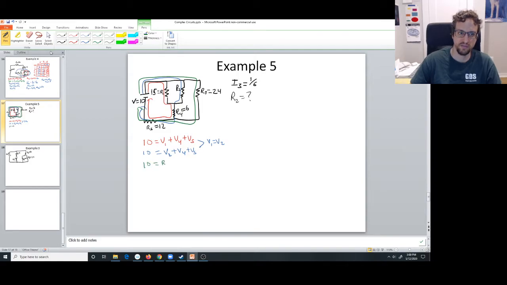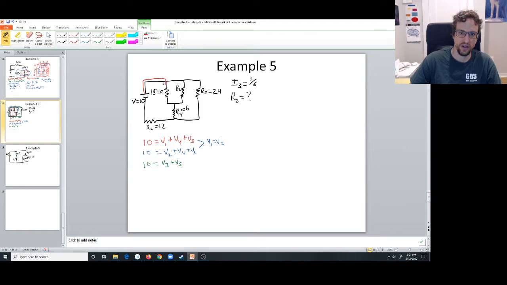V3 plus V5. And now I look at the current conservation. Current comes out of the battery.